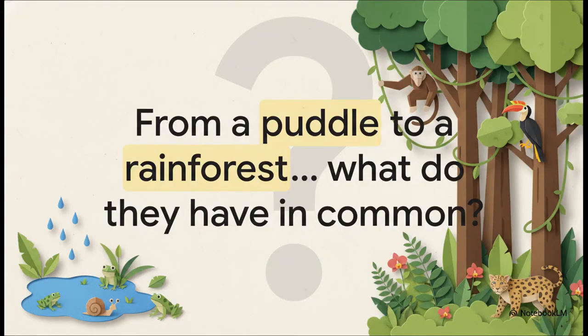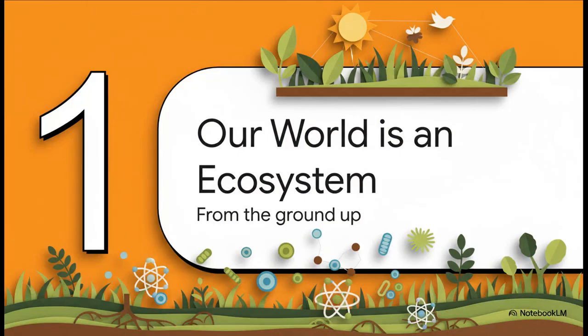All right, let's start off with a little puzzle, shall we? I want you to picture two things. First, a small little puddle of water that's left after a heavy rain. And second, a massive, huge rainforest, like the ones you find in Sabah. I mean, they couldn't be more different, right? So what on earth could they possibly have in common? Well, the answer is, they're both ecosystems.